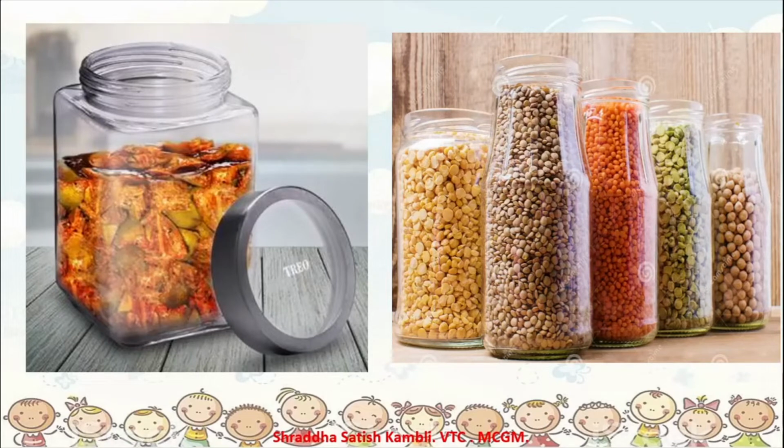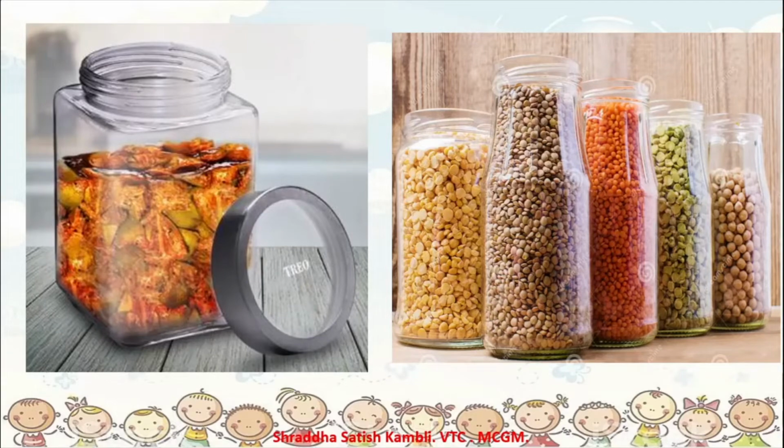Alright, see, they have stored different kinds of dal, different kinds of lentils in glass bottles. You can see also, if it is a steel bottle, you have to open every one of them and check what is there inside. But here, since this is transparent, see, you can see from outside what is there inside the container. Okay, so these are some properties of glass.